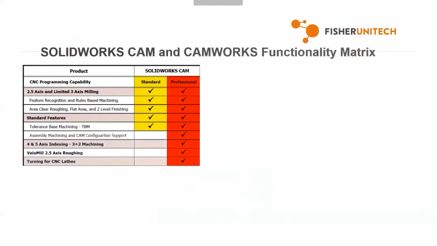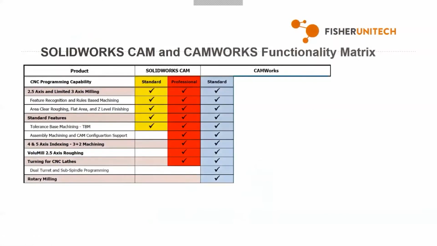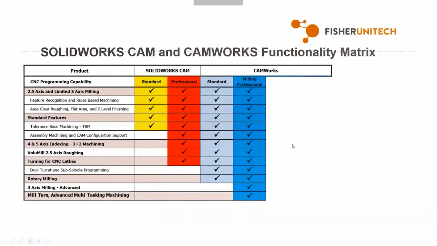We talked a lot about the standard and professional package already, so we kind of have a good understanding of what it offers. But beyond that, the next step would be CAMWorks Standard, which includes the dual turret and subspindle programming. So if you have a subspindle lathe, you can go ahead and use that along with rotary milling on a 4th axis. Then there's Milling Professional, which allows you to do full simultaneous 3-axis milling. It provides mill turn and advanced multitasking.